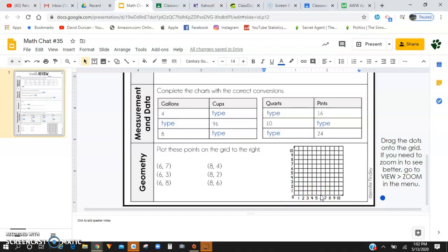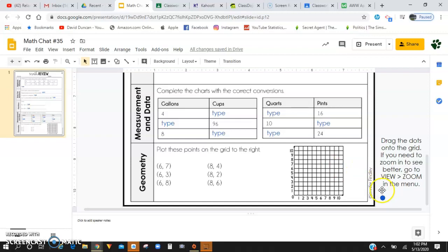So I'm at 6 on my x. On this 6, I need to go up 7 on my y. Right where my cursor is pointed, right here, 6, 7 is the point I want to plot. So I'm going to grab this dot right here and pull it over, over 6, up 7, and right there is my point.